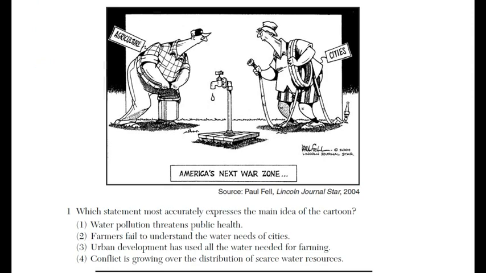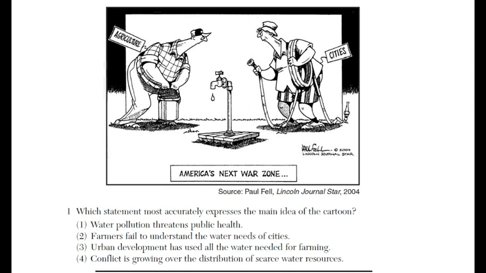The Regents exam often starts, first question, with something visual. They give you a map, they give you a chart, which may or may not have anything to do with early American history. Not all of the questions are exactly in chronological order. They like to use political cartoons a lot, like this one. Which statement most accurately expresses the main idea of this cartoon?